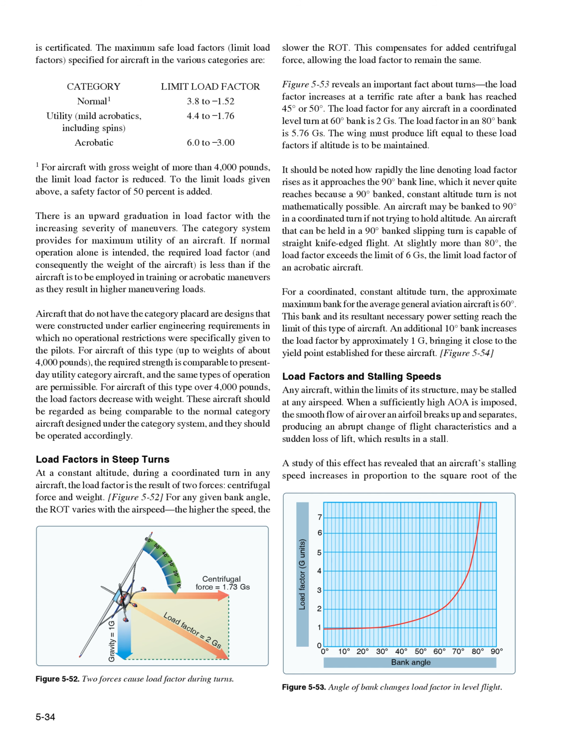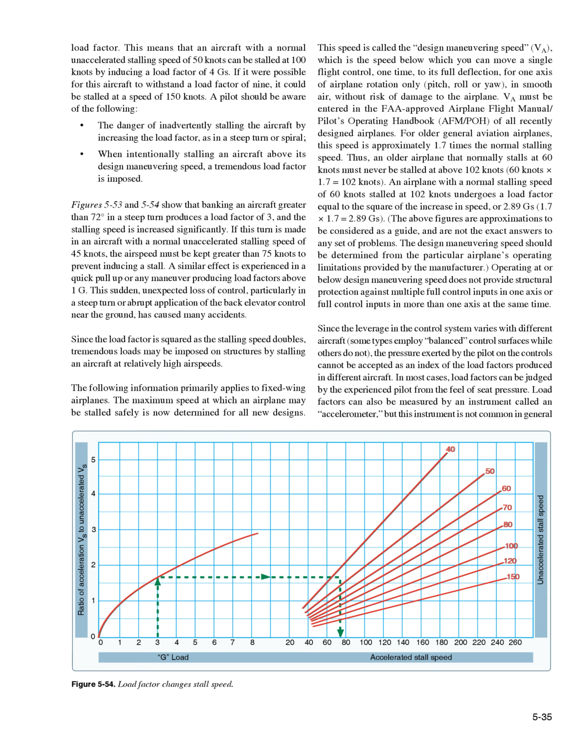load factor. This means that an aircraft with a normal unaccelerated stalling speed of 50 knots can be stalled at 100 knots by inducing a load factor of 4 Gs. If it were possible for this aircraft to withstand a load factor of 9, it could be stalled at a speed of 150 knots. A pilot should be aware of the following: the danger of inadvertently stalling the aircraft by increasing the load factor, as in a steep turn or spiral.